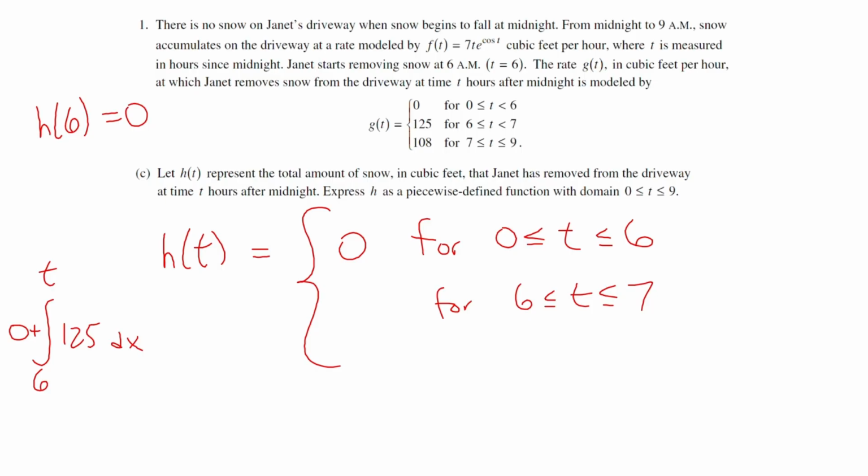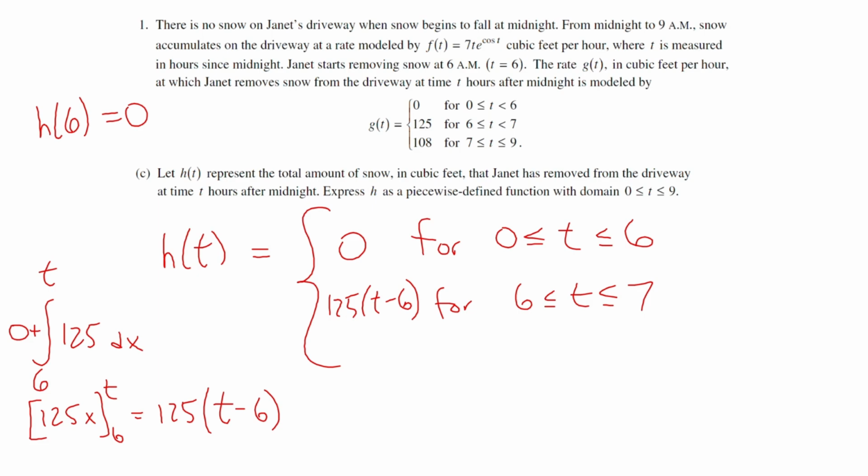Well, the integral of 125 dx is just going to be 125x, and we're going to evaluate that from 6 to t, so that'll be 125 times t minus 6, right? Or 125t minus 6 times 125, which is 750. So we can just say 125 times t minus 6. And so that would be what our function here is going to be from 6 to 7. Then we need to figure out what that actually equals at 7.